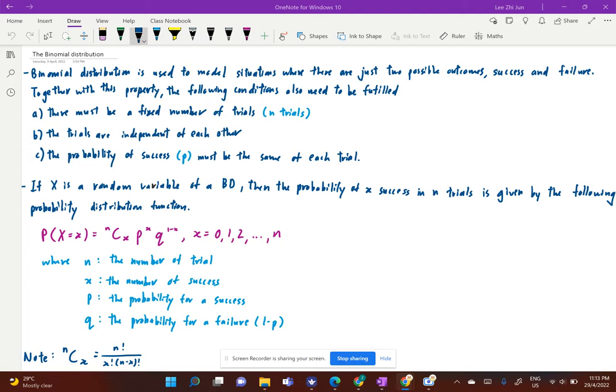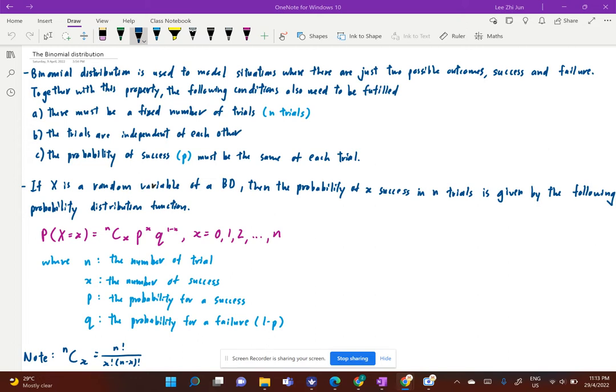So binomial distribution is used to model this situation where there are just two possible outcomes, which is success or failure. Together with this property, the following conditions also need to be fulfilled. So there must be a fixed number of trials, which is n trials. The trials are independent of each other, and the probability of success must be the same for each trial.